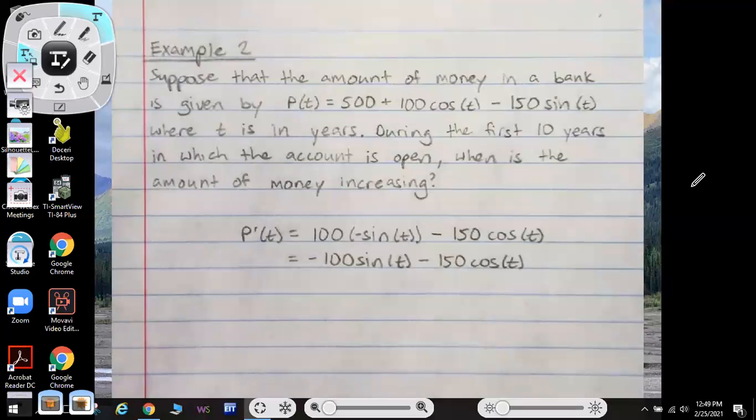Okay. So to see where the money is increasing or decreasing, which this one's only asking about increasing, but either way, we first have to know when the rate of change is 0. That's going to break up our number line into intervals, and we'll test a number in each interval. We've done that before in some problems. So we have to know when this derivative equals 0. And that's going to give us the dividers for our intervals.